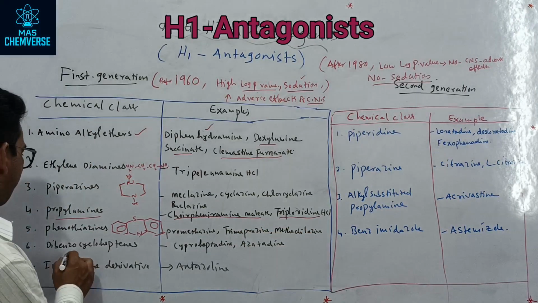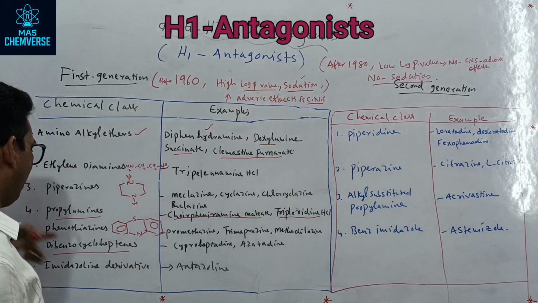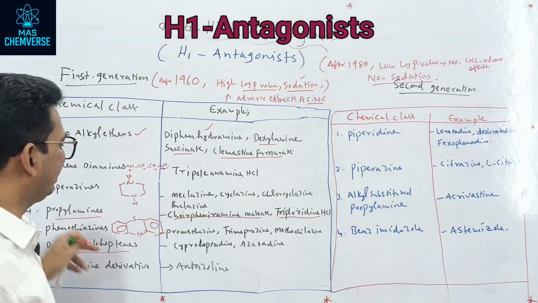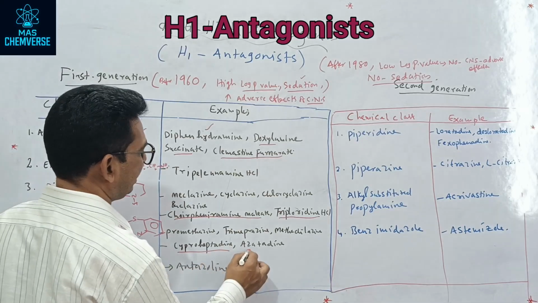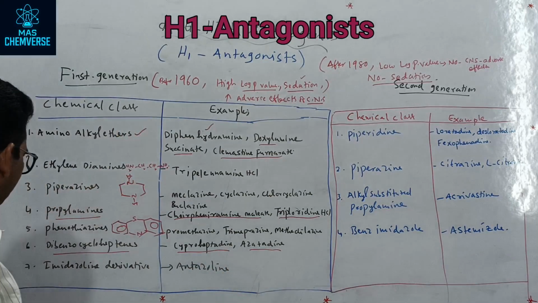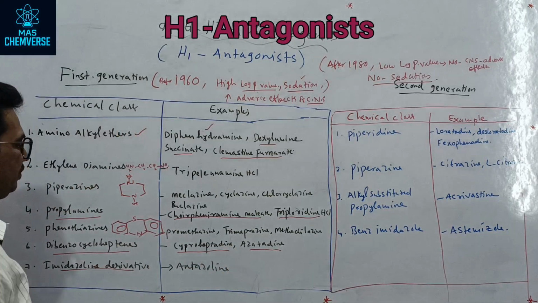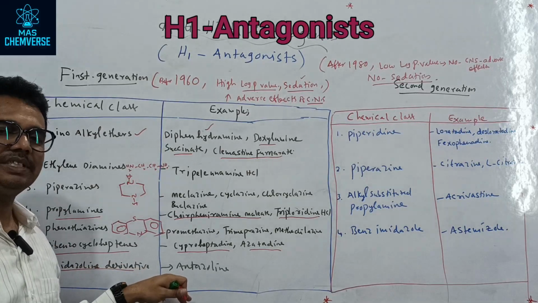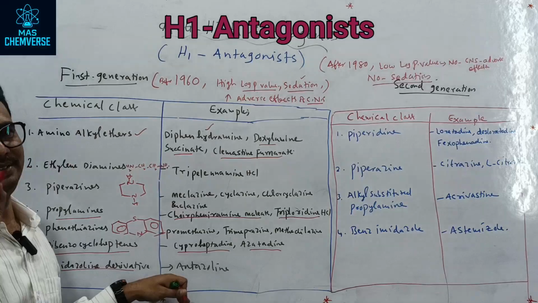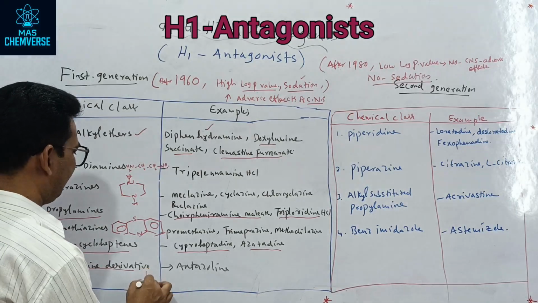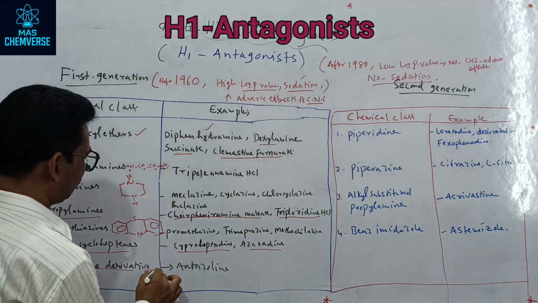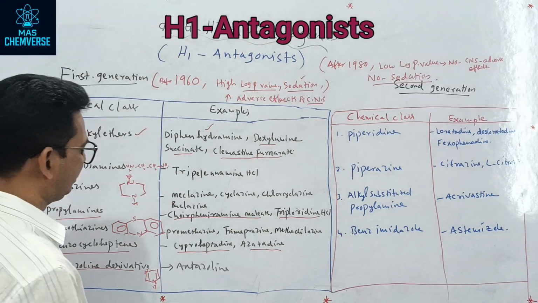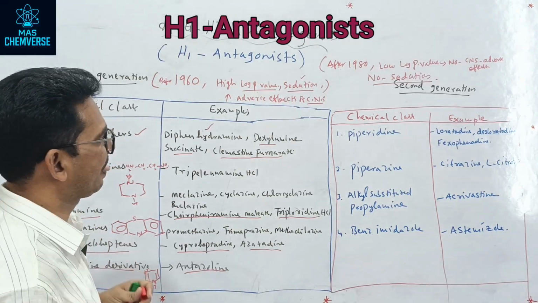The next one is the cycloheptanes, which have the dibenzene structure. Examples for that are cyproheptadine, azatadine. The last one is the imidazoline derivatives, which have the structure of imidazole. Imidazole is similar to histamine. Histamine has the imidazole, and this one also has the imidazole like this. Next example is antazoline.